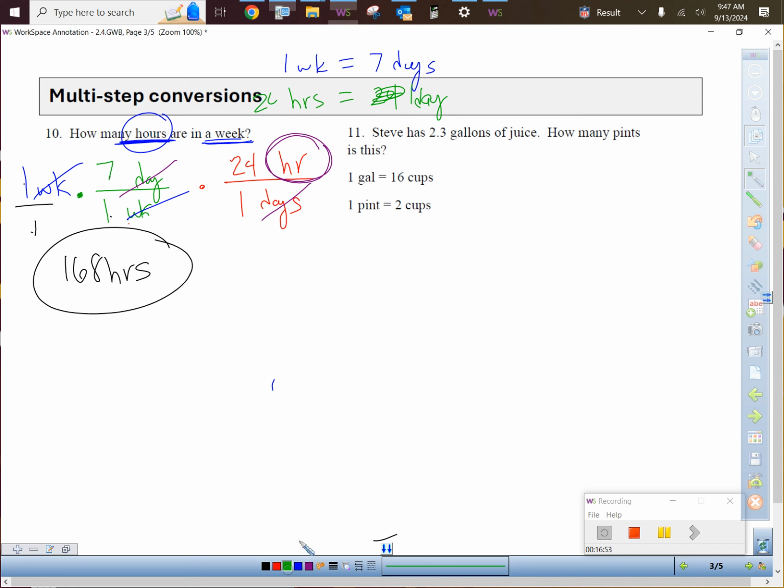So here's how we'll do the next one. Only 2 more left. Steve has this. That's where we start. 2.3 gallons. Start with that. And they say, how many pints is that? All right. They give us all the conversion rates we need. That's handy. You won't have to do much looking on that chart because most of the questions have the conversions you need right there, just like this one.